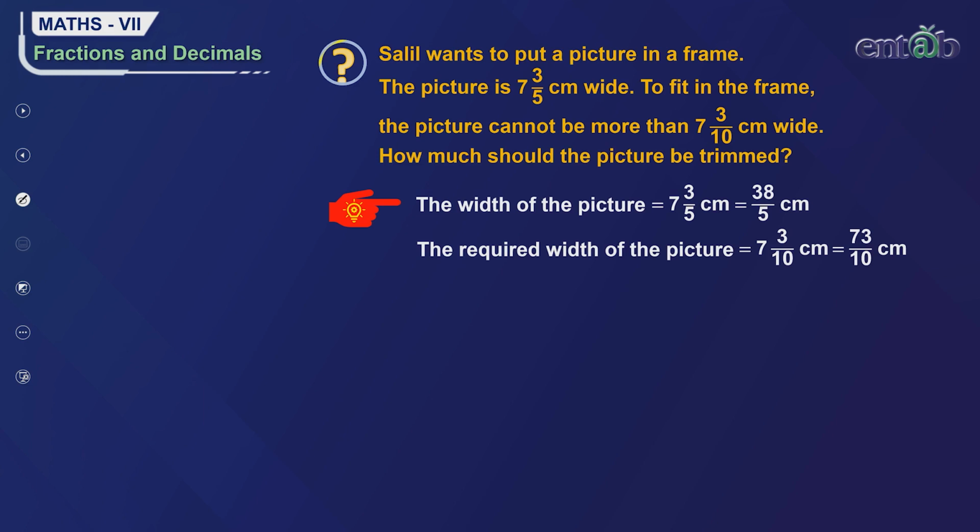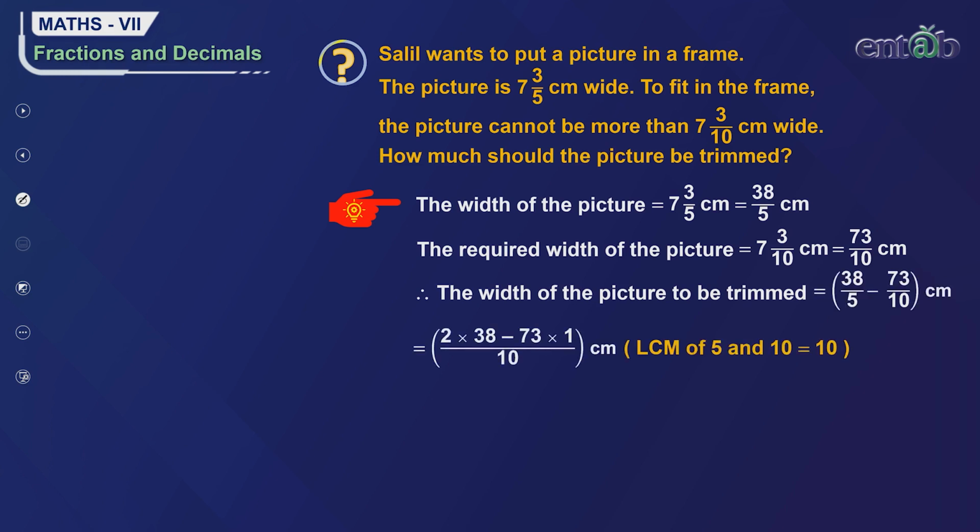Salil trim the picture. So, the width of the picture to be trimmed can be calculated by calculating the difference between both of them, that is 38/5 centimeter minus 73/10 centimeter. I have the denominators as 5 and 10. The LCM of 5 and 10 is 10. So, taking the LCM here, 5 times 2 is 10, so 2 times 38, and 10 times 1 is 10, so 73 times 1. Solving this, 38 times 2 is 76 and 73 times 1 is 73. We get 76 minus 73, which is 3. Thus, we get the answer as 3/10 centimeter.